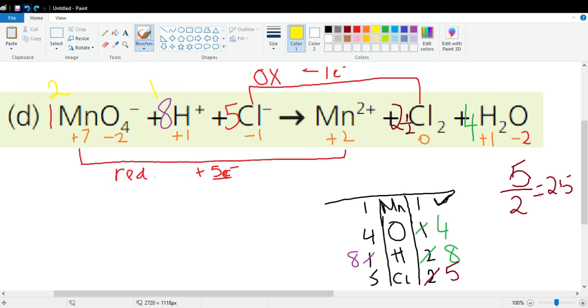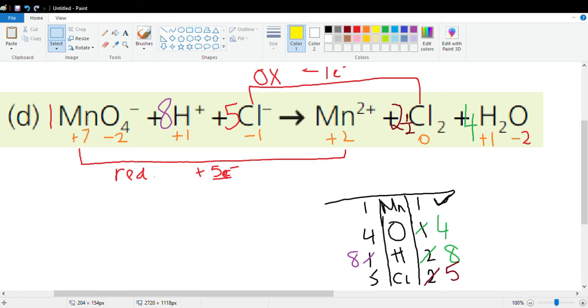So the other thing I wanted to say that I didn't say in the last video, that I saw a lot of you doing anyway, was to check that your answer is correct by checking the charges on both sides. So we've balanced it now in terms of atoms, but we now need to make sure it's balanced in terms of charges.